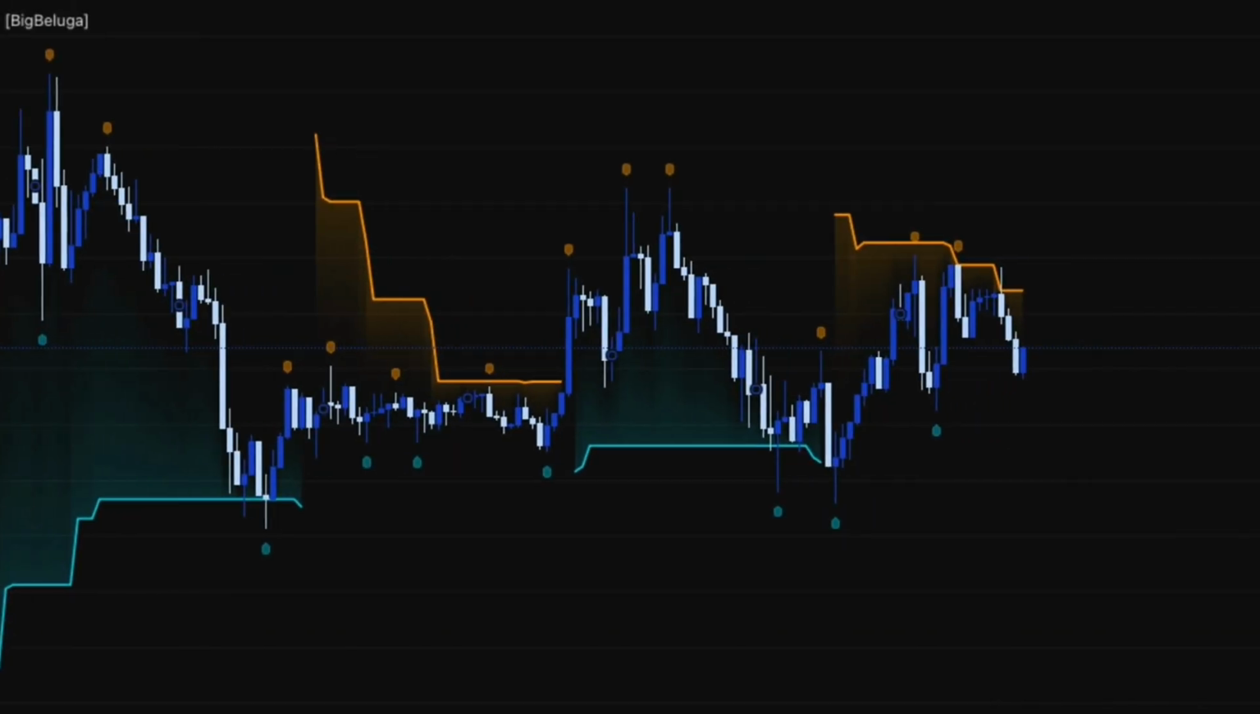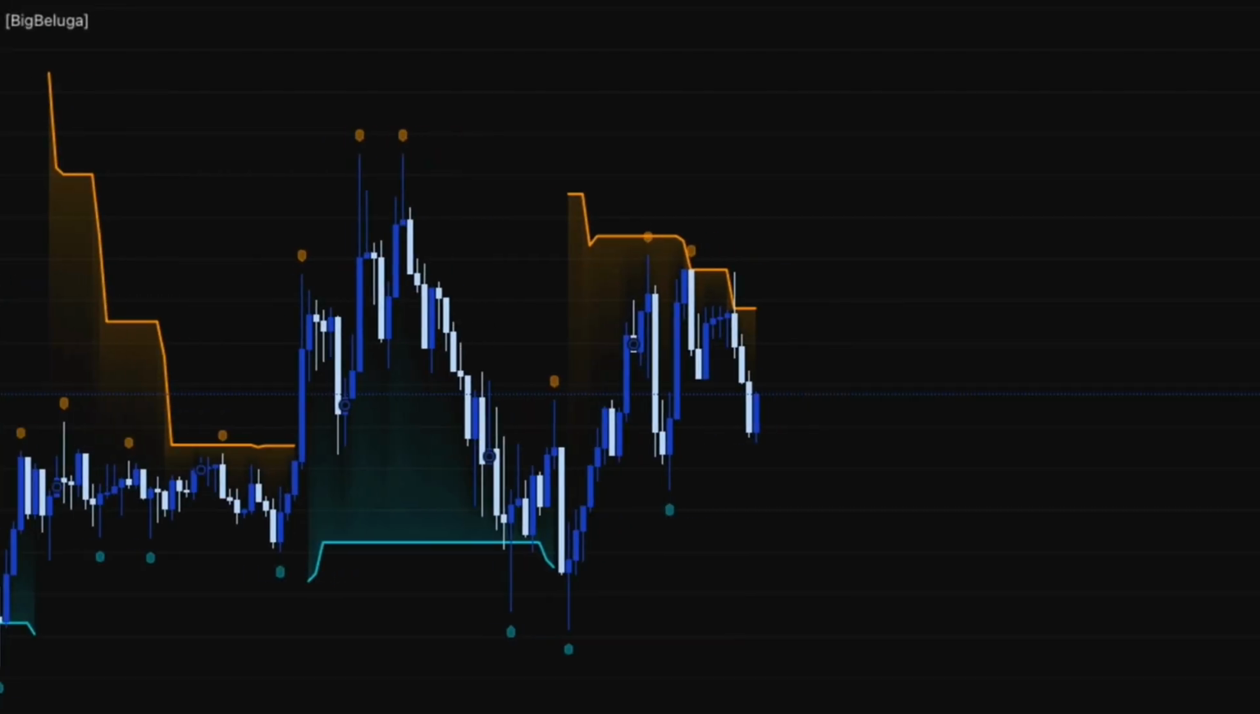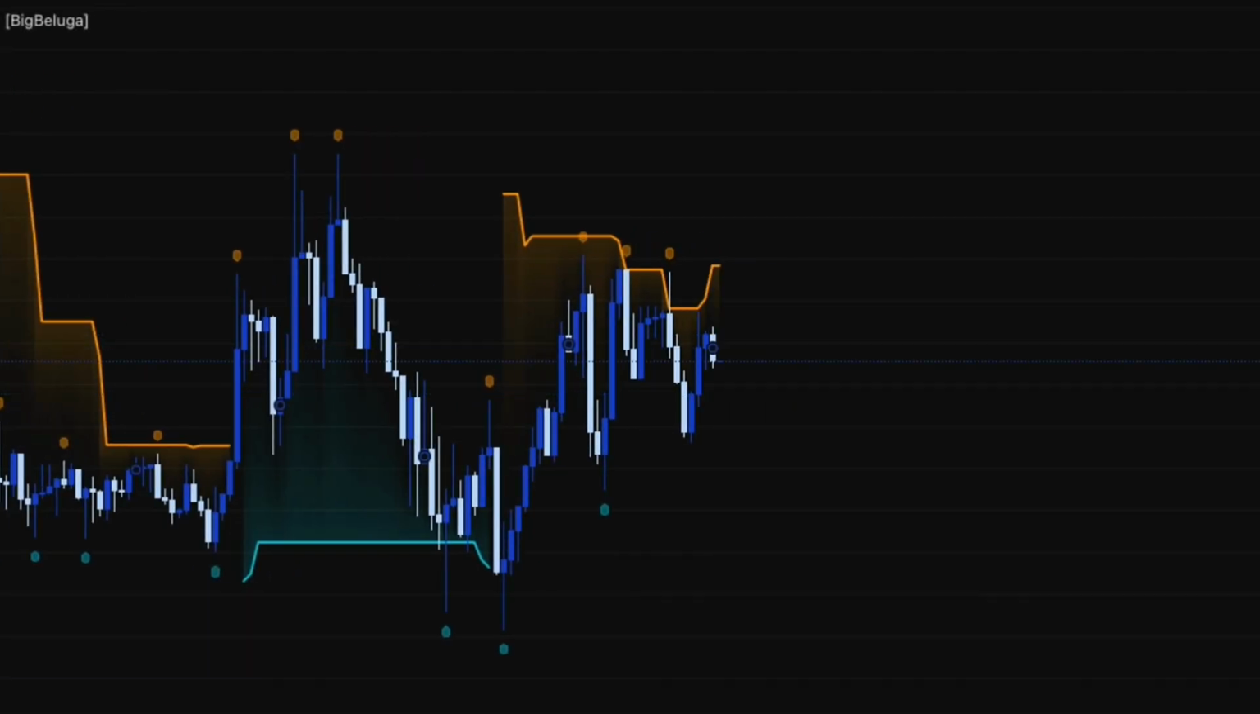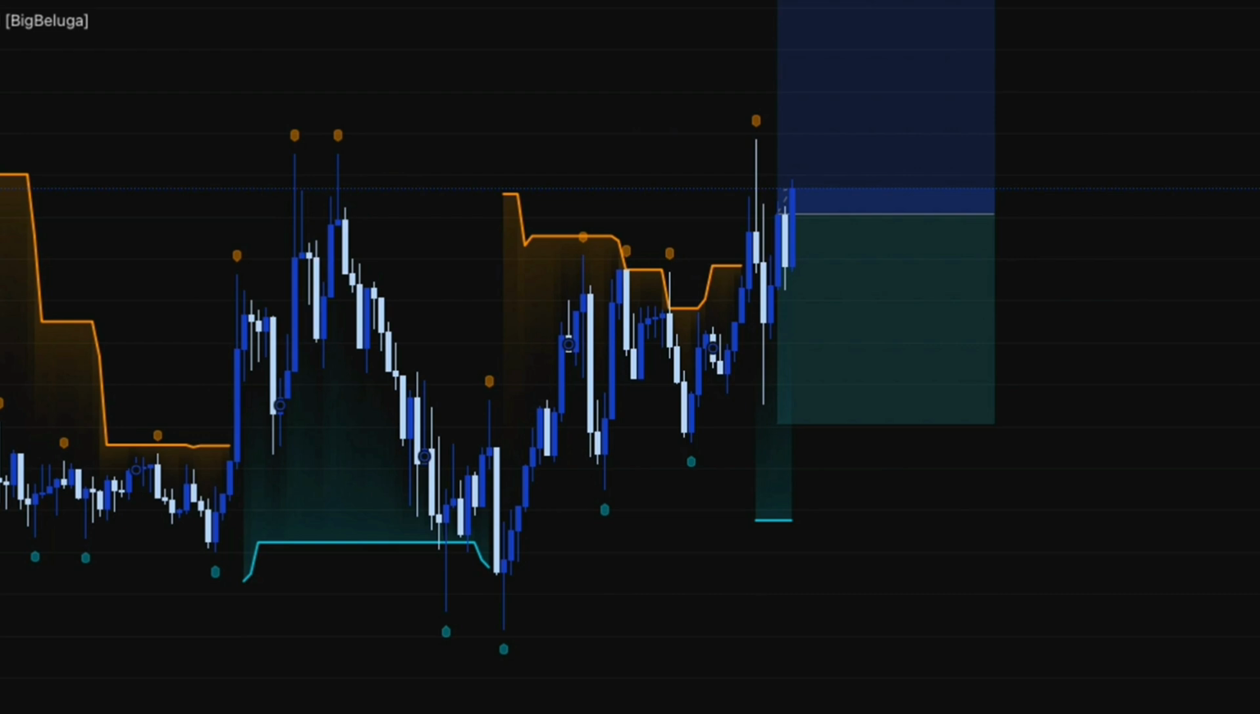Now let's talk about how to take trades. For a buy setup, simply wait for the blue band to appear on your chart. This signals that the indicator has detected a bullish trend. Once the band turns blue, watch a few candles and see if they break the previous structure high. That confirms bullish momentum, and you can enter a buy position.